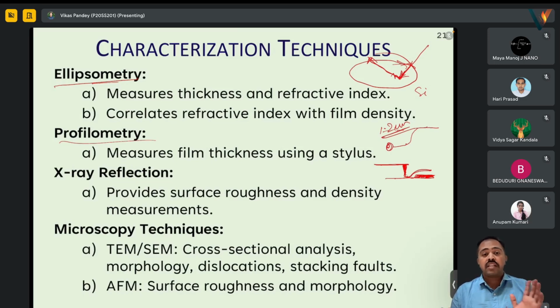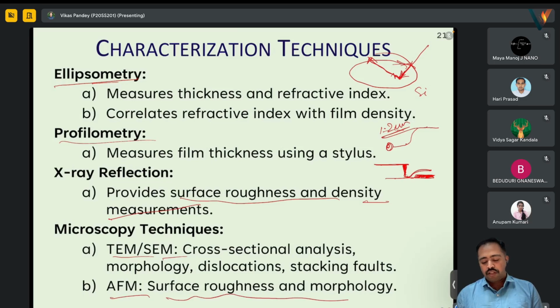Then there are X-ray reflection techniques that give surface roughness and density measurement. So once you have done this, you will go for confirming whether the output that we are getting is correct or not. Then we can go for TEM or SEM, that will give us the cross-sectional analysis of morphology, dislocation, stacking fault, all these molecular level things we can see, as well as AFM, which is used to determine the surface roughness and morphology. Fine. Any questions still here?